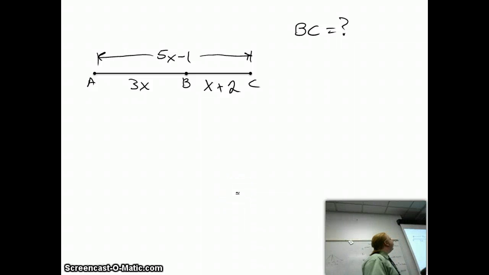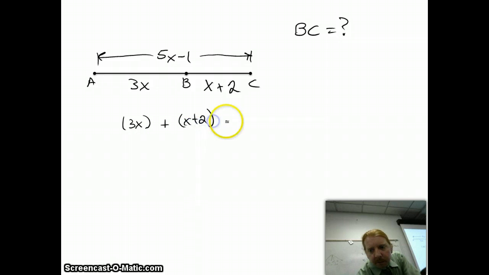For what we've been talking about, what can I do with this picture to turn it into an algebraic expression? How do I take that and make it something I can solve? 3x plus (x plus 2) equals 5x minus 1. Okay, and I'm going to use the parentheses there to emphasize that I'm working on part plus part equals the whole thing. Kind of put all that into context.